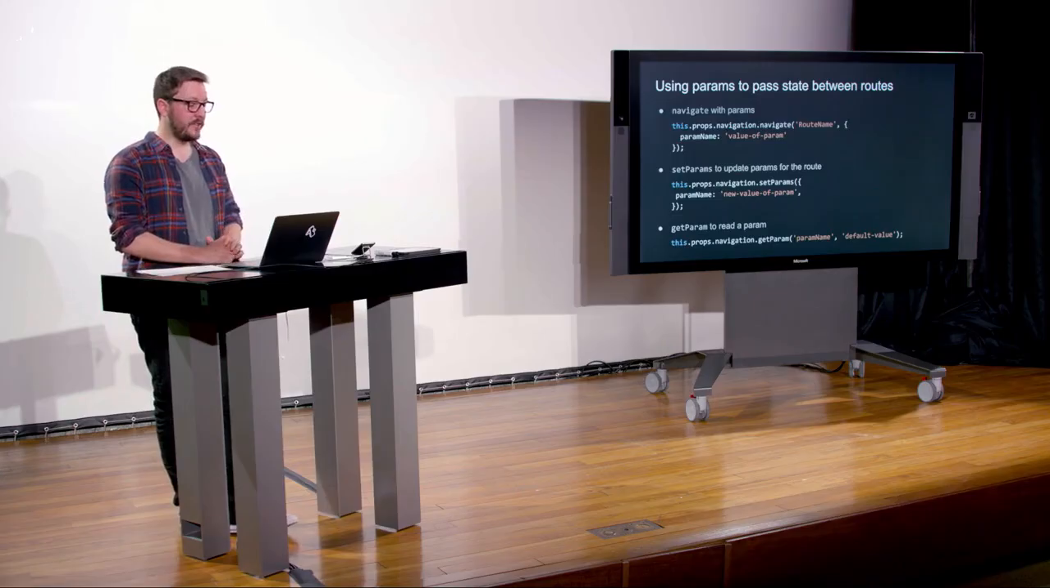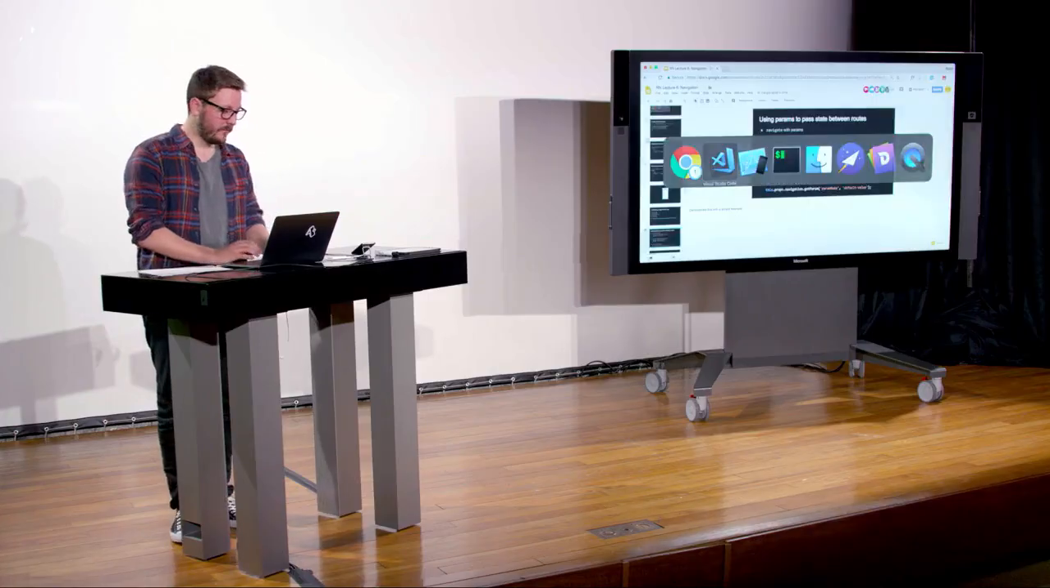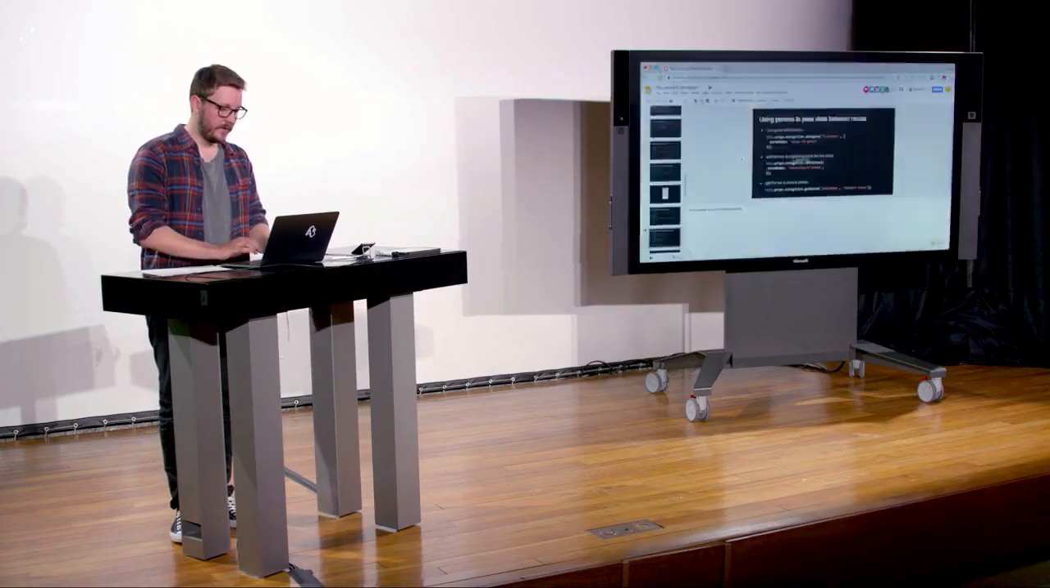The first one is to pass in a second argument to the navigate function, which is an object where the key is the name of the param and the value is the value of the param. You can also update the params for a given route by calling setParams, and same sort of syntax for that. And when you actually want to read the param, you call getParam and pass in the name of it. And optionally, you can pass in a default value. So if it isn't provided, you fall back to some other value. So we'll take a look at what this looks like here.